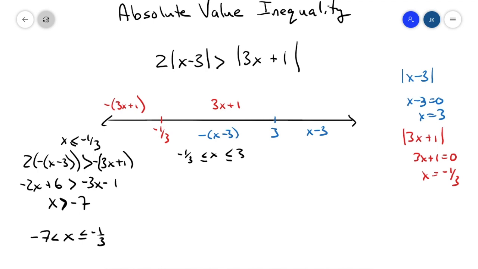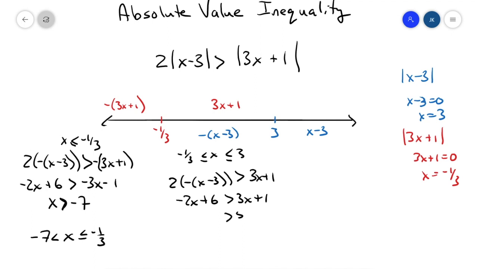What that means is the left-hand side, that absolute value of x minus 3, I'm going to need to alter that because I'm still to the left of 3. So this is going to be 2 times negative x minus 3. But the right-hand side doesn't need to be altered because it will automatically be positive. So again, this will be negative 2x plus 6 greater than 3x plus 1.